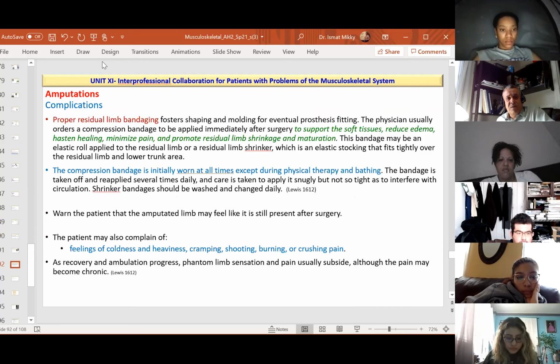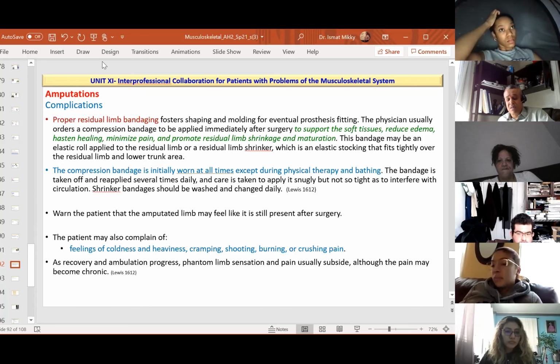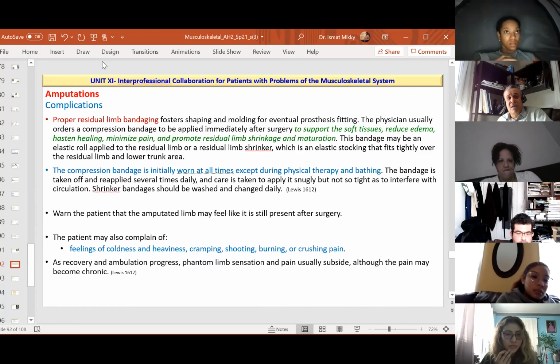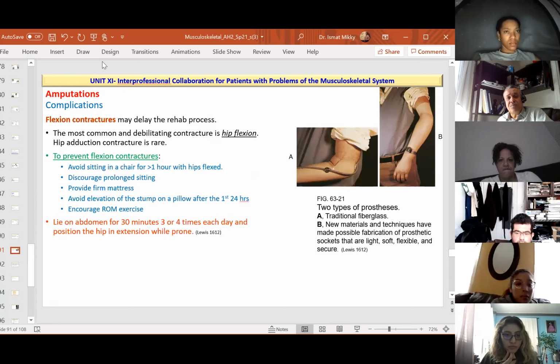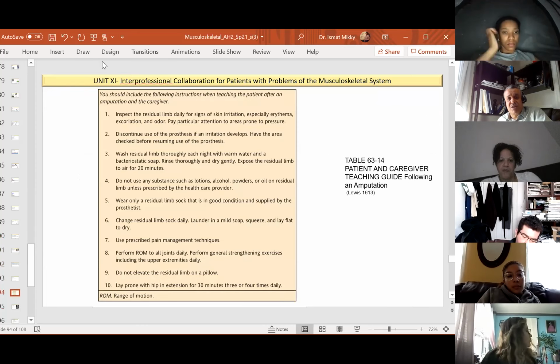So the most important post-amputation nursing care is to prevent complications. The most important aspect of the nursing interventions post-amputation is to prevent complications. And the first important one is flexion contractures. There are specific guidelines on how to prevent flexion contractures.